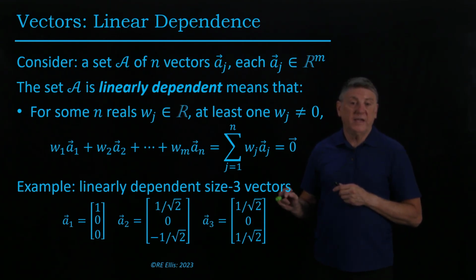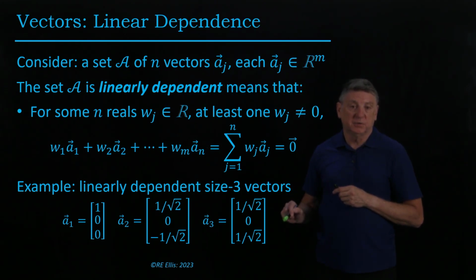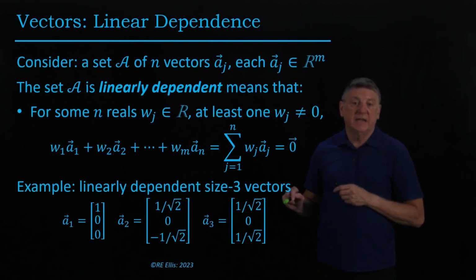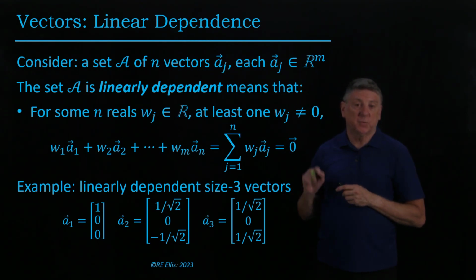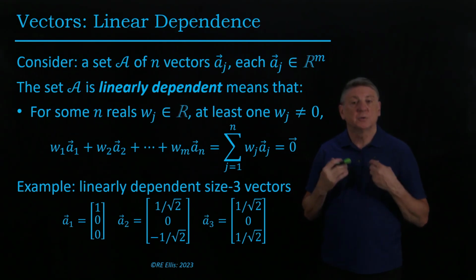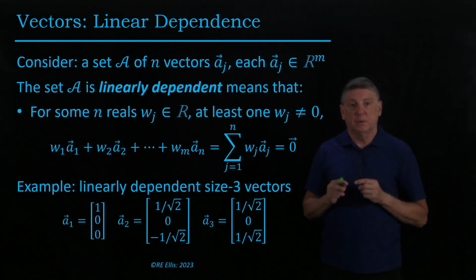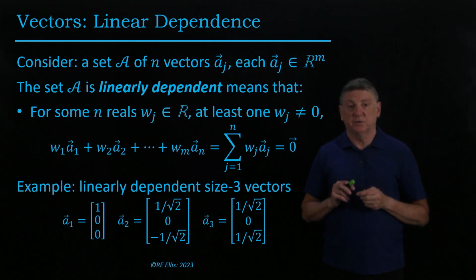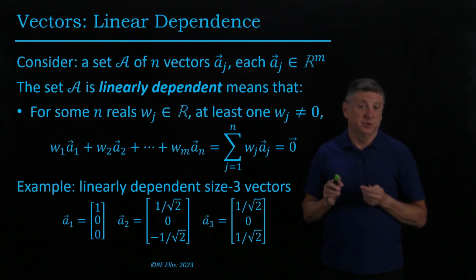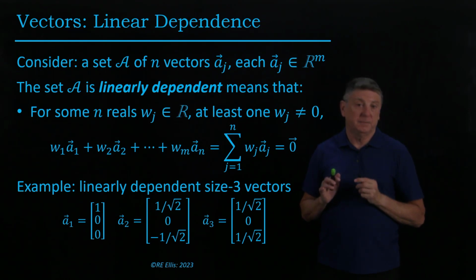So the weighted sum of A2 and A3 would be 2, 0, 0. And if we then multiplied A1 by minus 1, we would get the 0 vector. So that would be a simple example of how these 3 vectors are linearly dependent. Now, we actually have computational ways that are quite efficient and effective for determining if they're linearly dependent, but that's something that we'll go through later in the course.